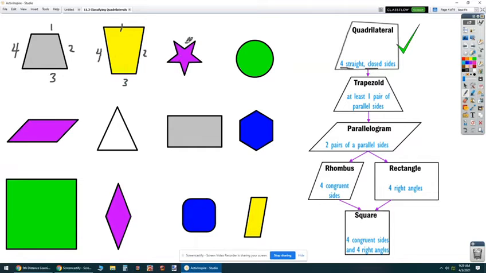But of course, a star wouldn't be. If you actually count up all the sides to that star, it's actually got 10 sides to it. So nope, not that one. Okay, that one is out. The circle, well, no, the circle's out also. The circle's really only got 1 side, and it's certainly not straight.